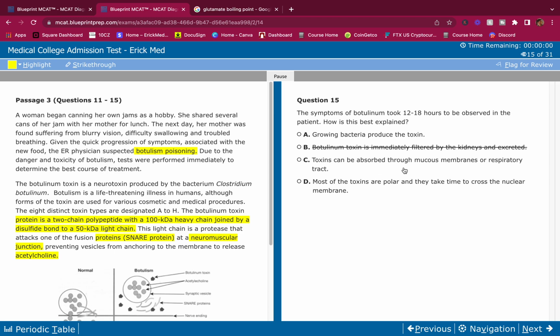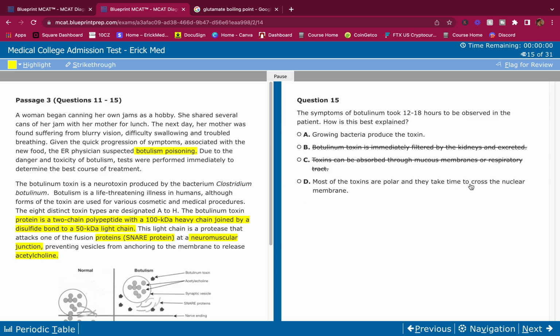Toxins can be absorbed through mucous membranes or respiratory tract. No, because that would produce a quick effect. The symptoms would be very, very quick if we did it through this. Think about it like weed, like marijuana, okay? When people smoke marijuana, they get higher quicker than if they eat marijuana, if they take an edible, you know, those little weed brownies. If somebody eats a weed brownie, it takes longer for them to feel the effects than if they just smoke. If they smoke, they feel it right away. Okay, I don't smoke weed, okay? I just know this information. So C is wrong, all right? If you inhale, the symptoms would be very, very quick.